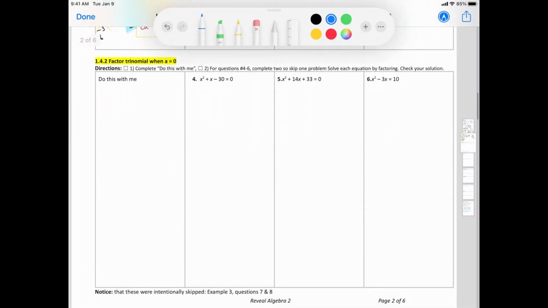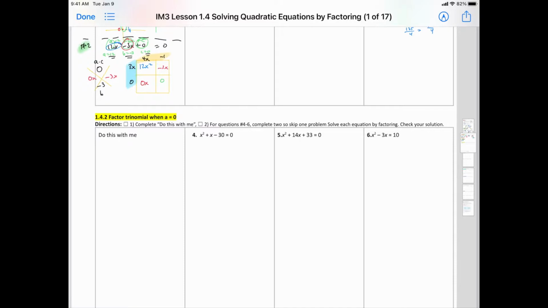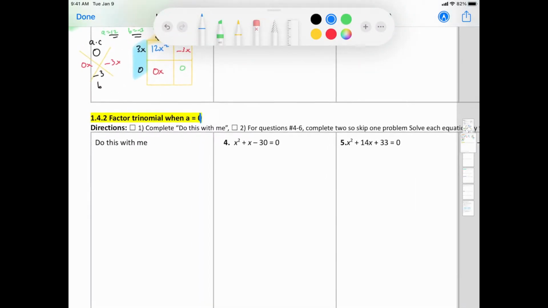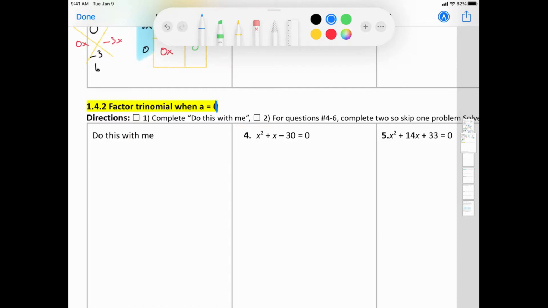Okay, let's move on to 1.42. Factor a trinomial when the a is equal to 1. Alright, directions: complete this do this with me problem, and then for questions 4 to 6, you do 2, skip one of those. Okay, it tells us to solve x squared minus 6x minus 9 equals 18 by factoring, and check your answer.